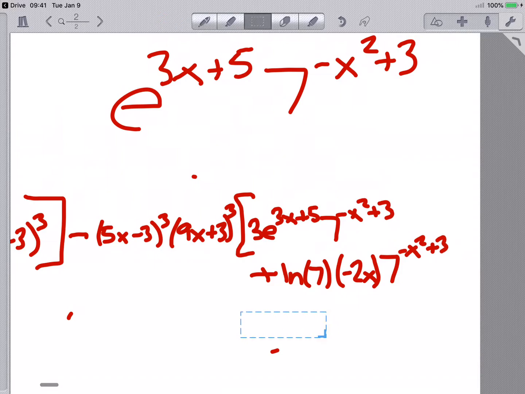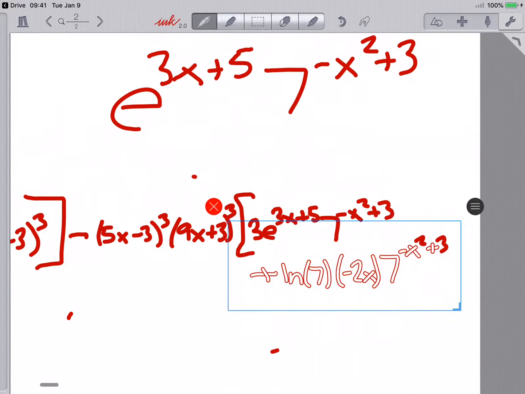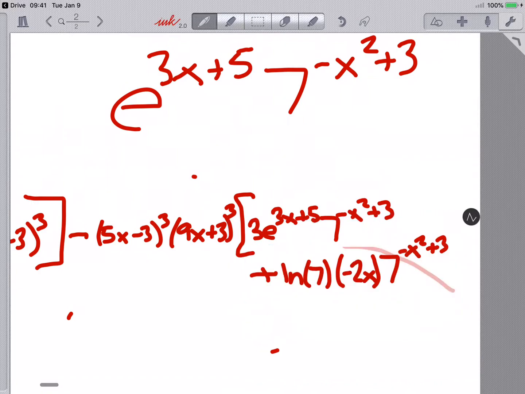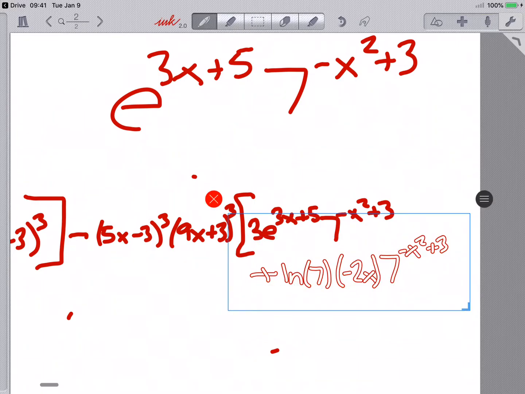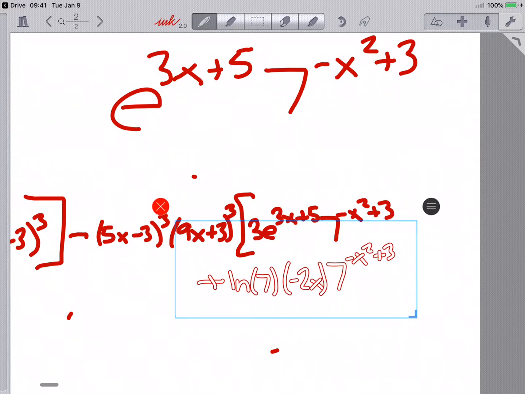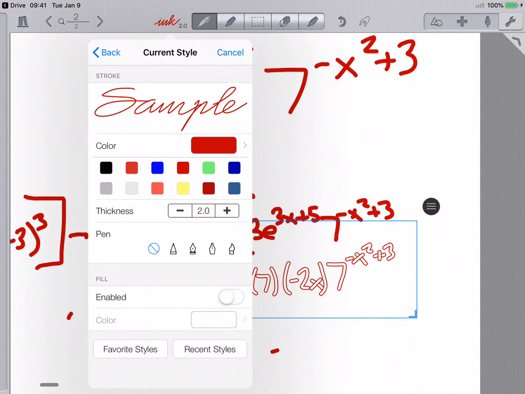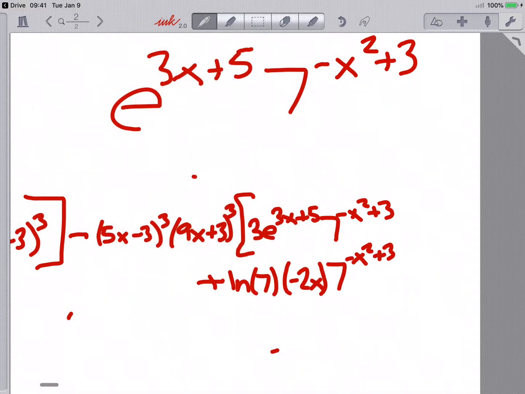I got to move this over. Whoa, I am struggling to select. There we go. So this is all still in the bracket. So let me make that bracket hideously hideous, just awful.